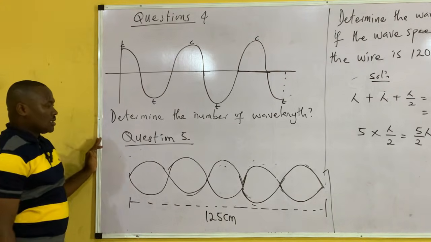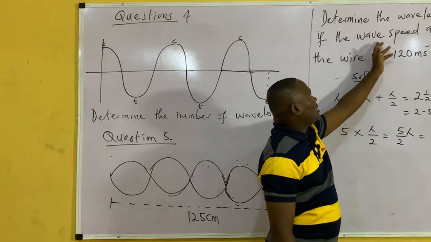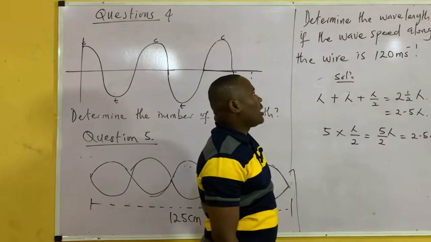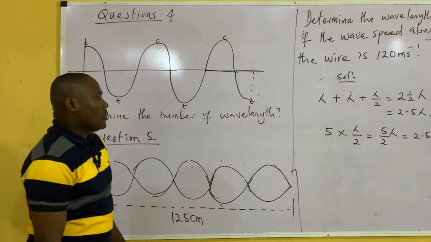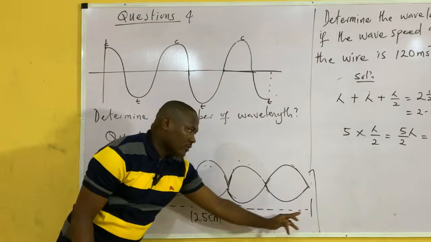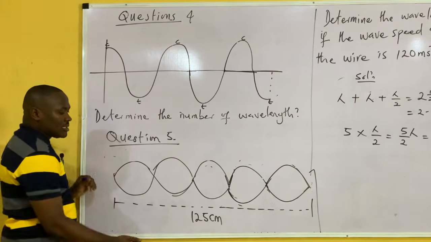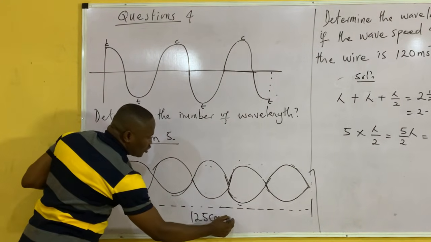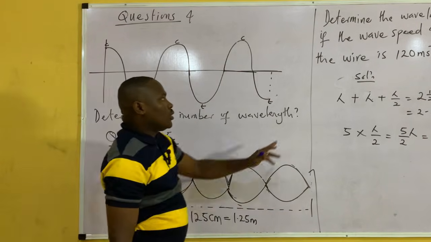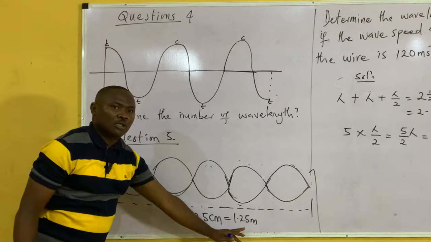The next question says, determine the wavelength if the wave speed along the wire is 120 meters per second. Now, if you look, from this point to this point of the wave is 125 centimeters. If you convert this to meters, it will be 1.25 meters. Why? Because the wave speed was given in meters, so I convert centimeters to meters.